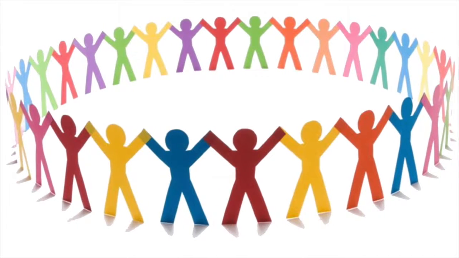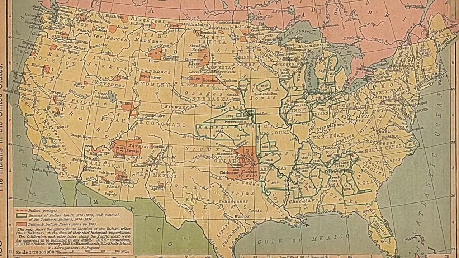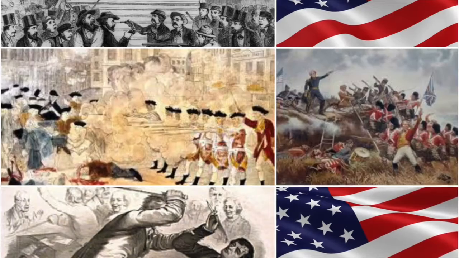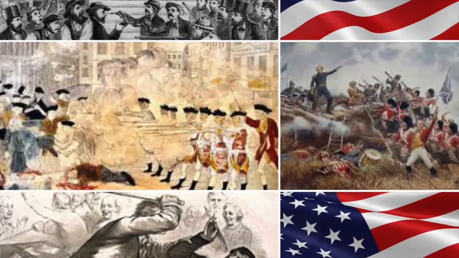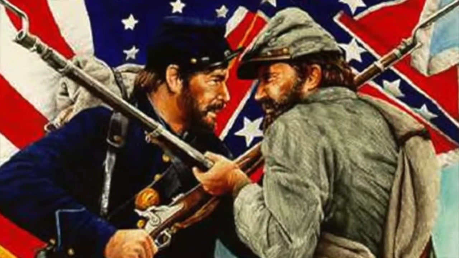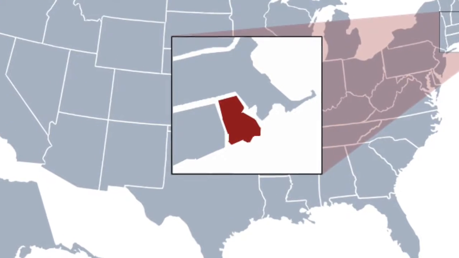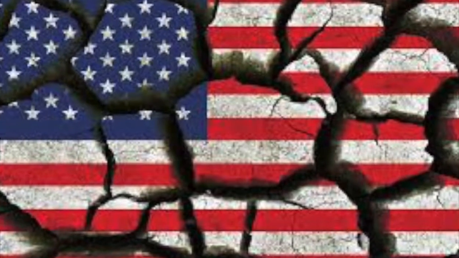Unity. It's a hard thing to get in our society today, and it was even harder in the creation of the United States we know today. Conflicts have been constant in our country since the beginning, which led to our biggest conflict, the Civil War. But was the Civil War the war to end all conflicts? No. Today we look at how the large state versus small state conflict impacted sectionalism and united or divided the nation.